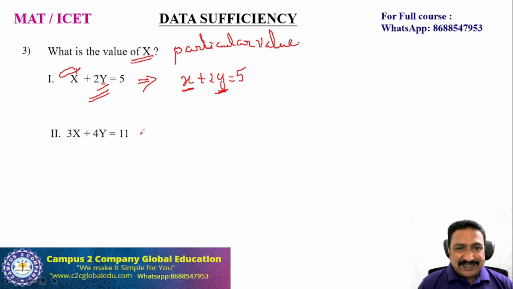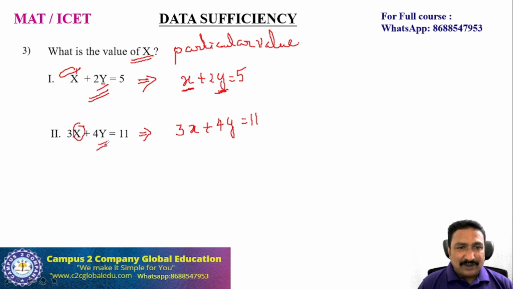Now we will go to the second statement friends. Here the second statement is 3x plus 4y is equal to 11. According to the second statement also, we cannot find out the value of x. Why?